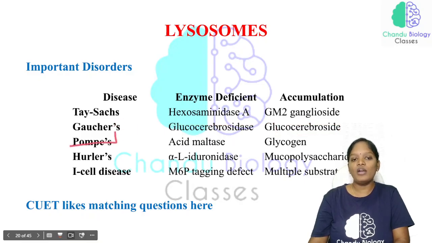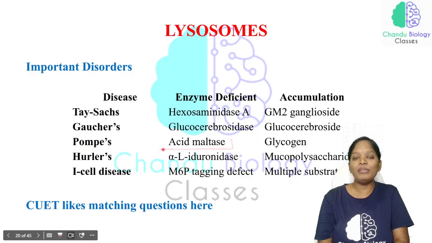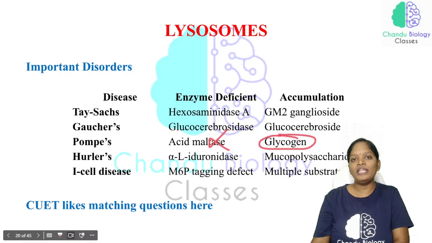Okay. And Pompe's disease, in Pompe's disease, the glycogen is getting accumulated in the lysosome, as there will be no acid maltase enzyme. If there is no acid maltase enzyme, the glycogen will not be digested. It is getting accumulated in the lysosome. It results in Pompe's disease.